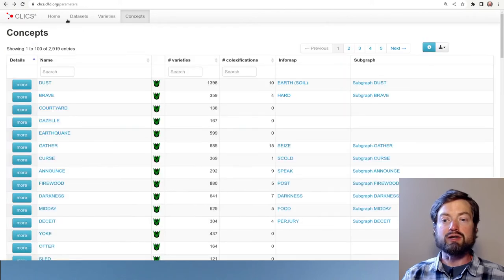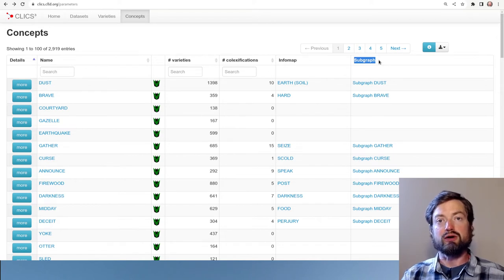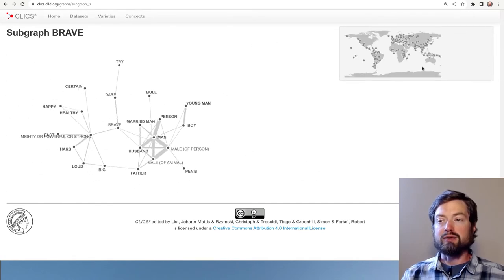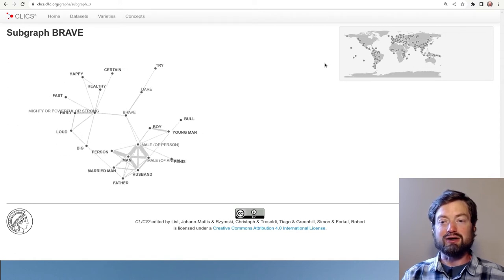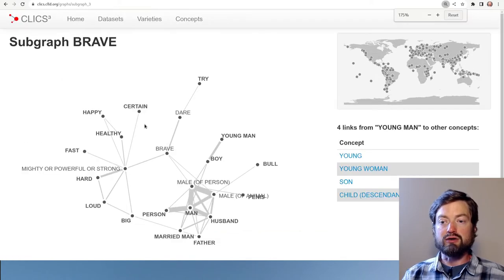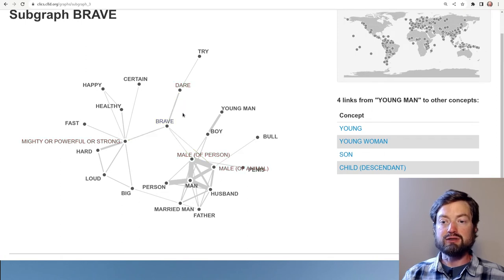But here's where it gets really interesting, where you get into one of these subgraphs. Here we can actually see the colexification, where different concepts are combined together. So let's look at the subgraph for brave. Now the map appears in the corner, and here we get this computer-generated network. This is where it really gets fun. This is a network of concepts joined by the number of languages that share a word for each of these things. For example, you have brave and dare.